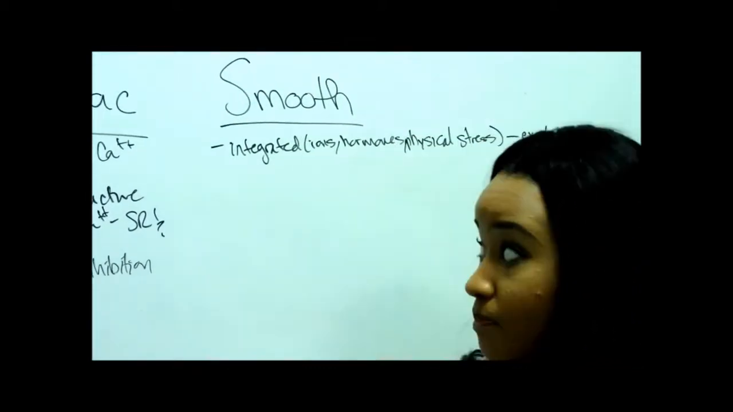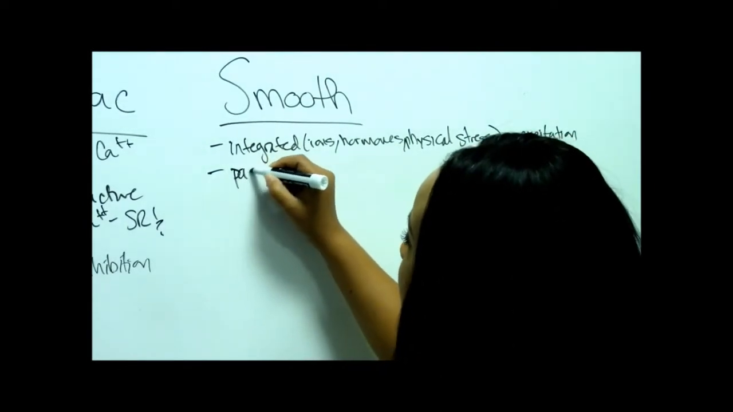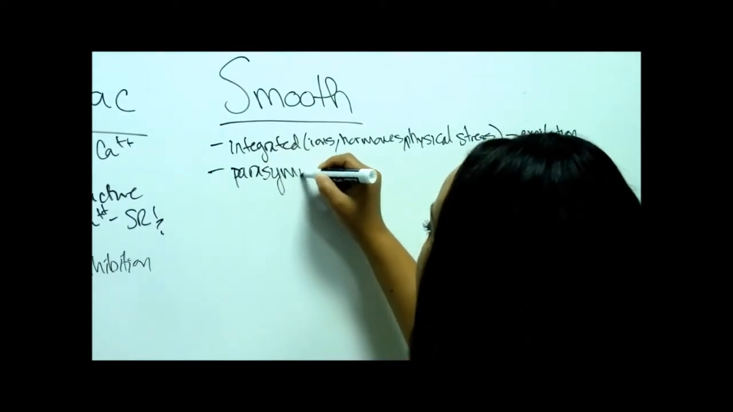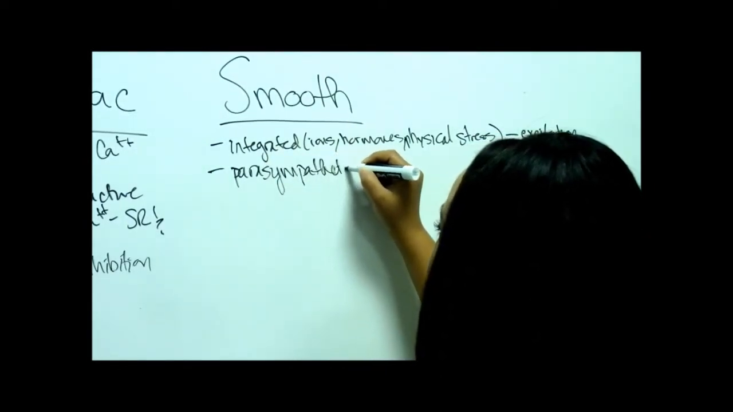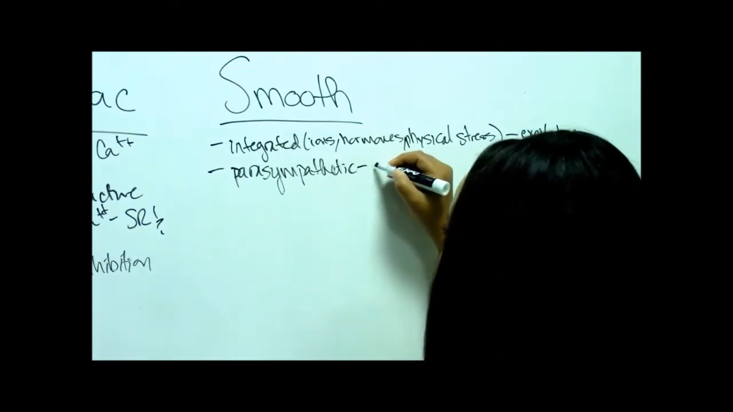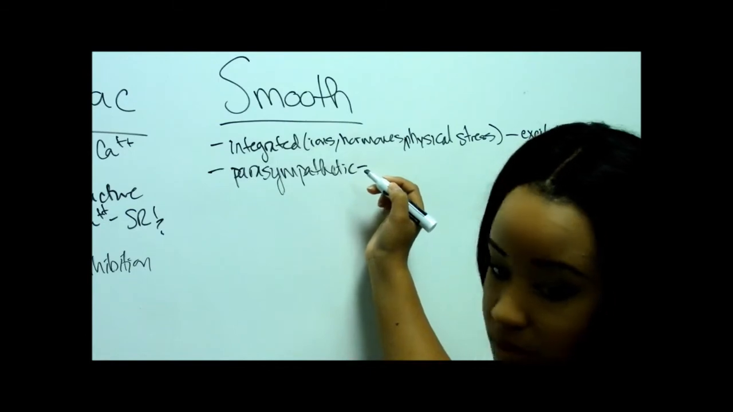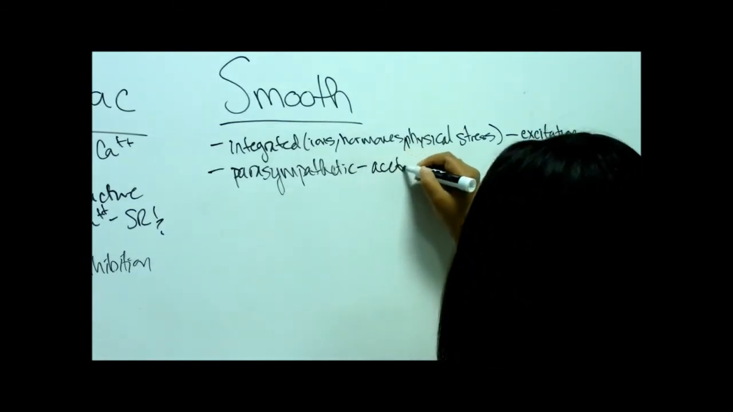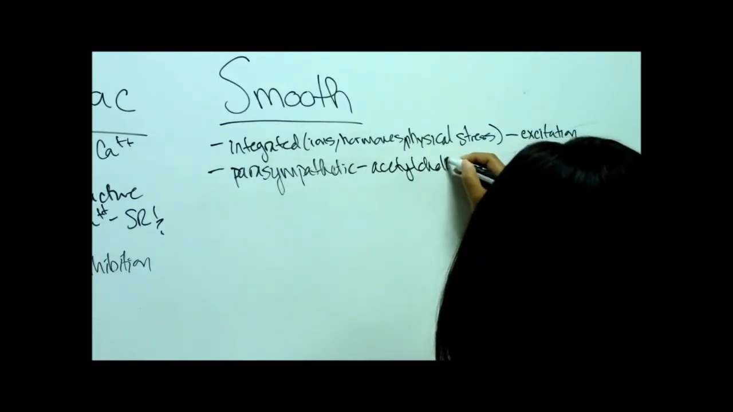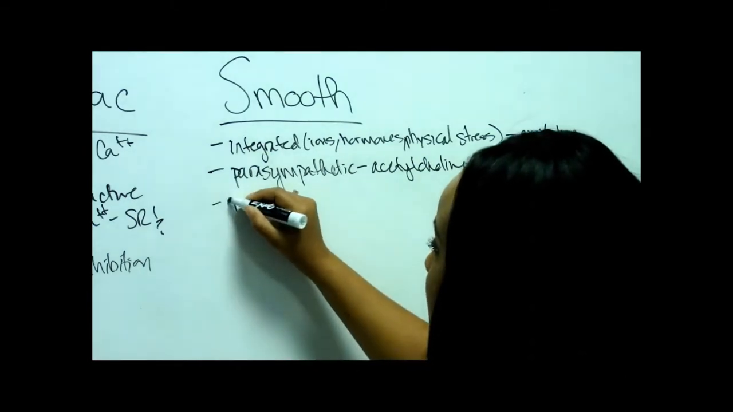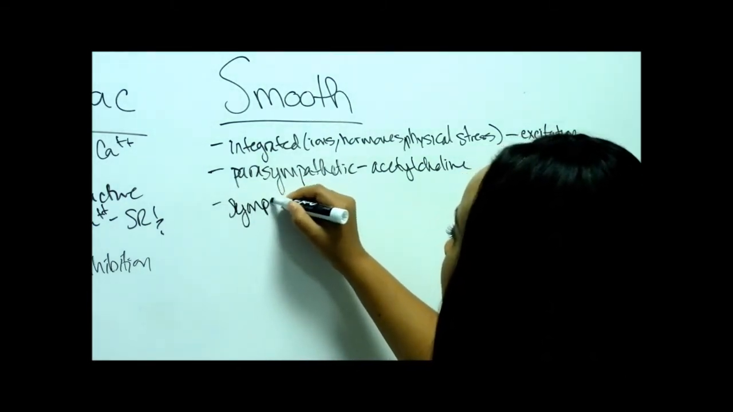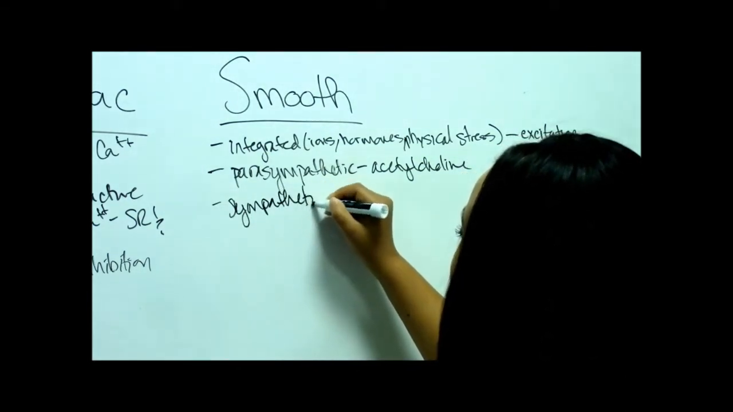So, parasympathetic uses acetylcholine, and sympathetic uses norepinephrine.